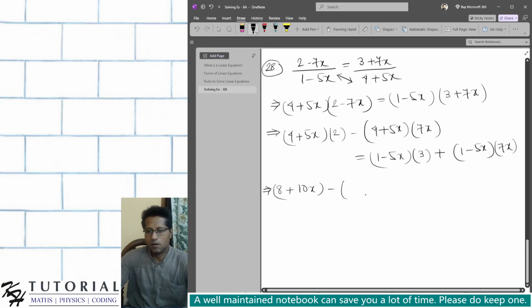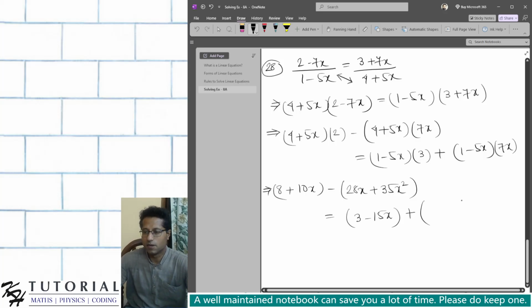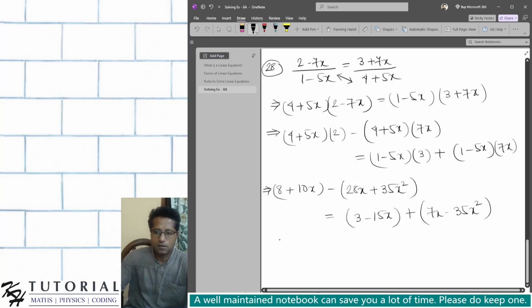and (4 plus 5x) multiplied by 7x becomes 28x plus 35x square. On the right hand side, (1 minus 5x) multiplied by 3 becomes 3 minus 15x, and (1 minus 5x) multiplied by 7x becomes 7x minus 35x square.